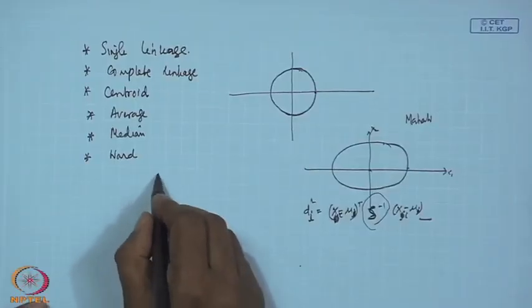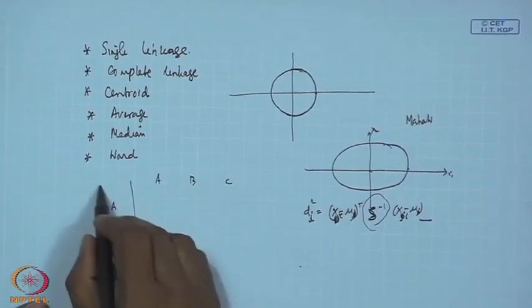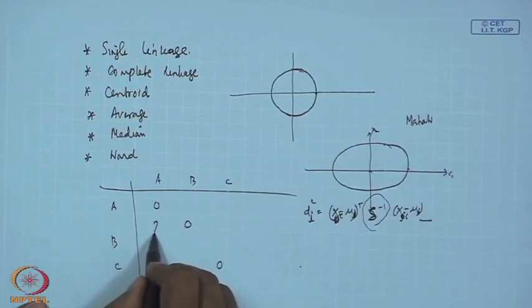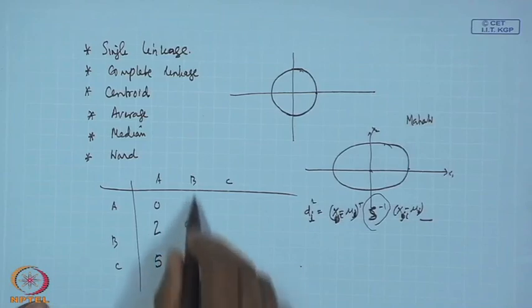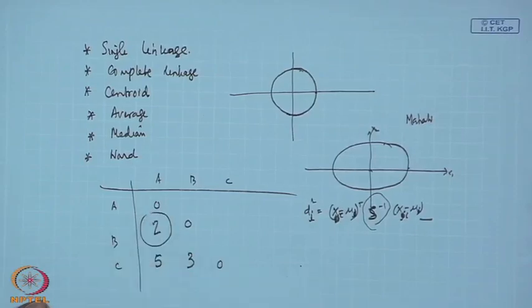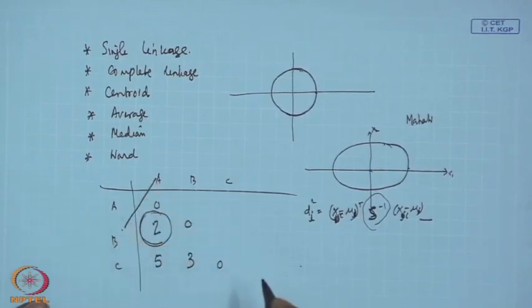Suppose you have not made any group, there are some observations 1 to n and you know the distances. For example, A, B, C and A, B, C. So, you found out the distances, this is 0, 0 and 0. Suppose this distance is 2, this is 5 and this distance is again 3. Here what you will do first, you find out the smallest distance. This is my smallest distance. So, these two can be grouped, A and B can be grouped.